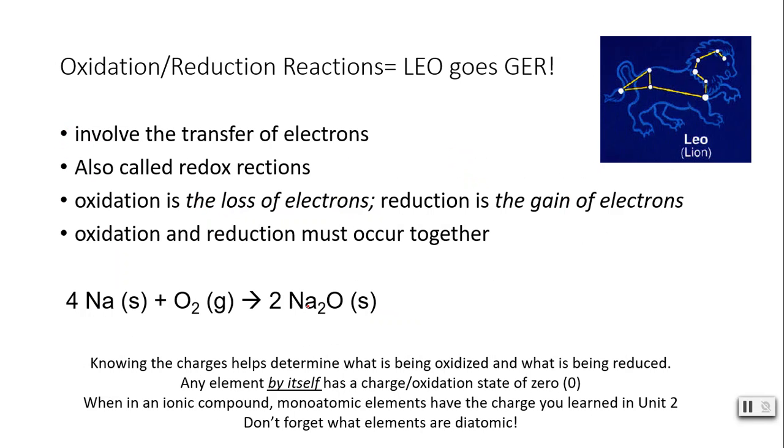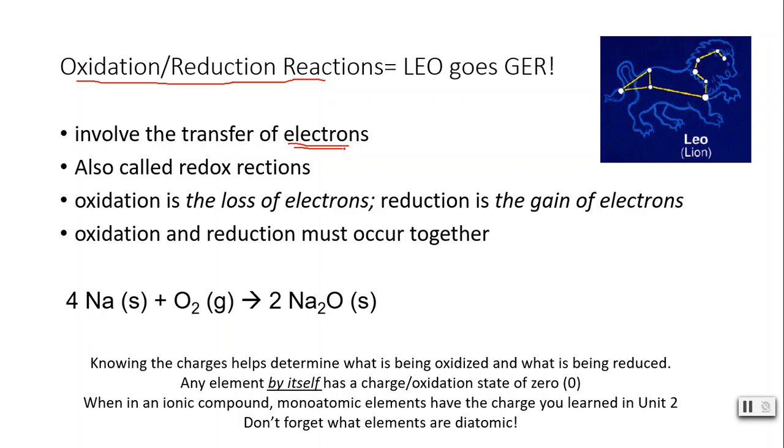Now let's go on to redox reactions, another type of chemical reaction that we talk about. Redox reactions are also called oxidation reduction reactions, and the main hallmark of oxidation reduction or redox reactions is that they involve the transfer of electrons.